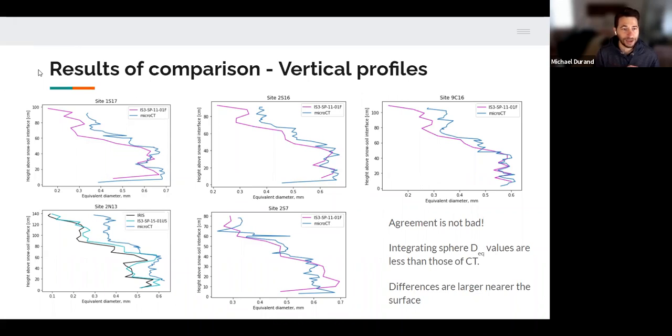2N13 had kind of scared me because you see a sort of exaggerated pattern of the issue you see elsewhere, where the equivalent diameters from the integrating sphere are less than the CT. So it's a consistent less than.